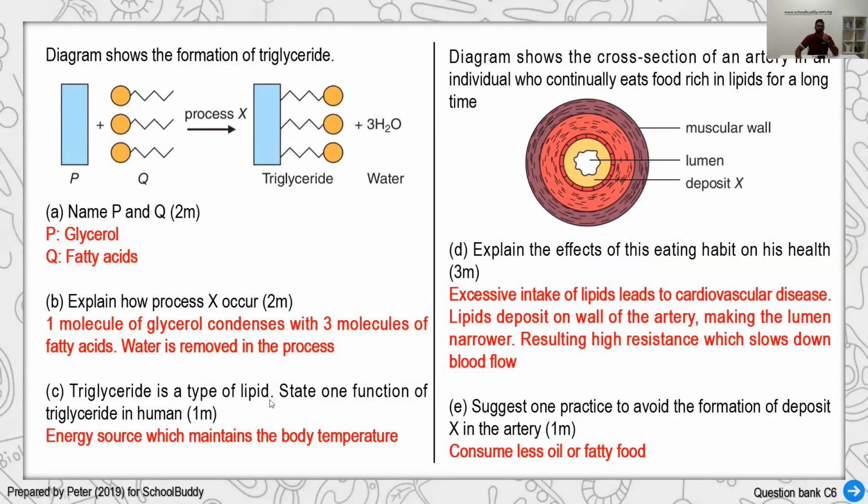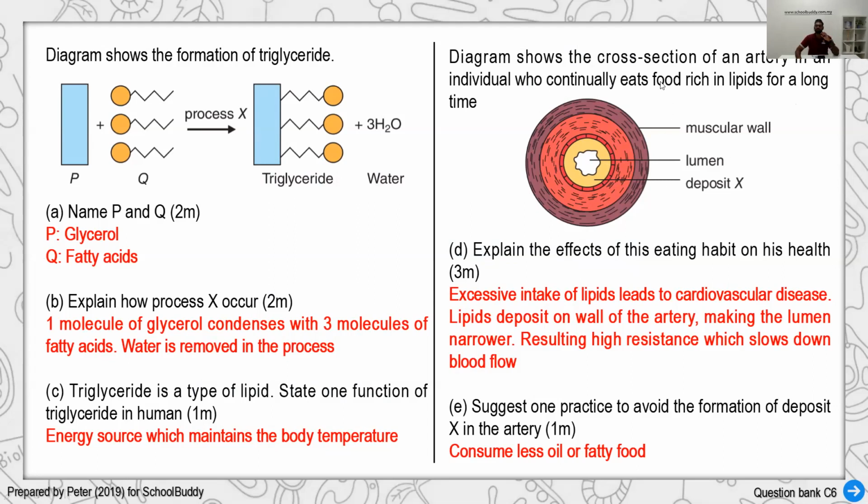Triglyceride is a type of lipid. State the function of a lipid. Basically, it gives you energy apart from carbohydrate, and it also maintains body temperature. That's why people in the western area, which is very cold, take a lot of meat, because they need more heat to maintain their body temperature. Here, we do not need to take much fat products.